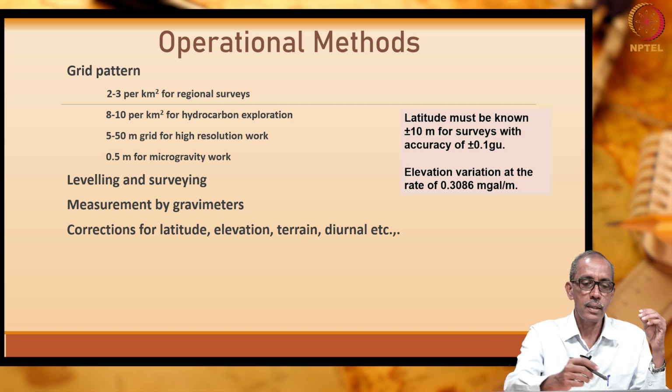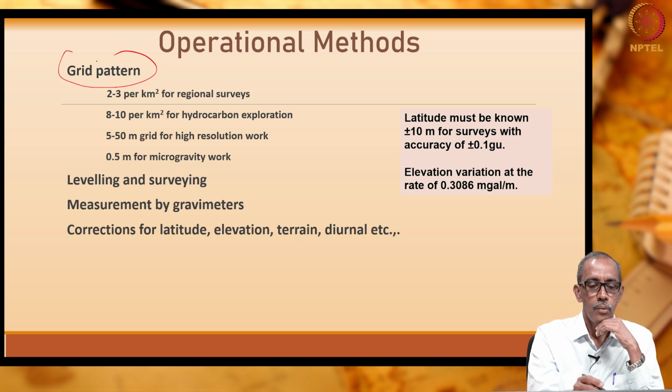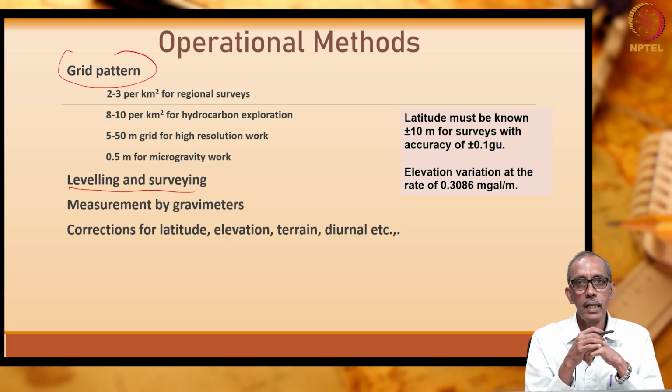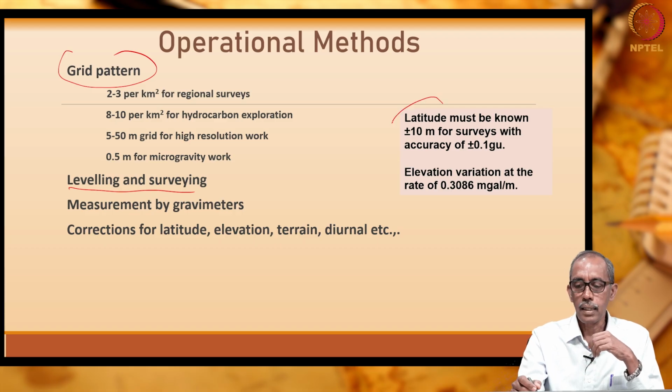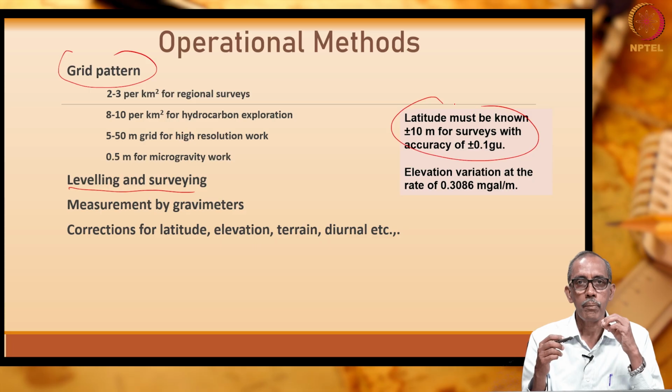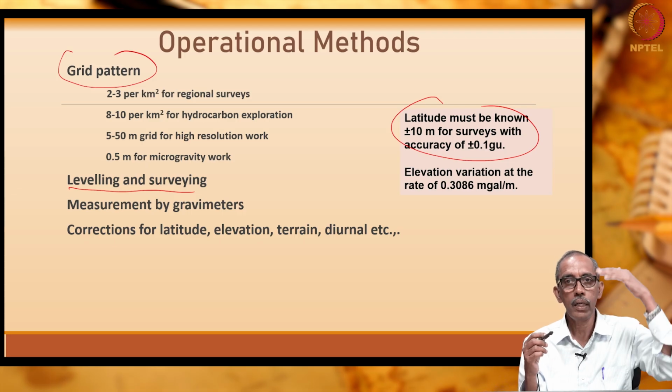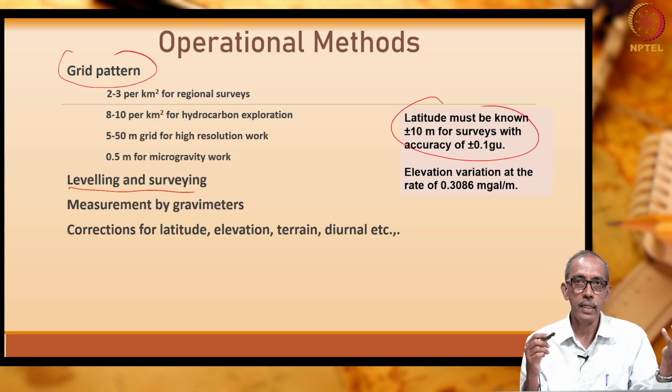Usually, gravity survey is carried out in a grid pattern. The most important thing is surveying, especially leveling and surveying, which is very easy nowadays because of the differential global positioning system. It is necessary to have the precise location, especially the latitude, because we have seen already that from equator to the pole the Earth's gravity varies. This is the large scale variation, which we need to eliminate to understand the variation in the gravity value due to the changes in the density of rocks.